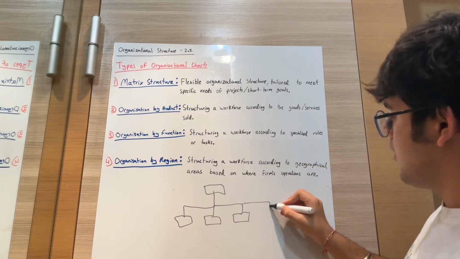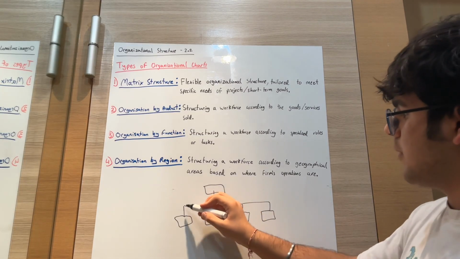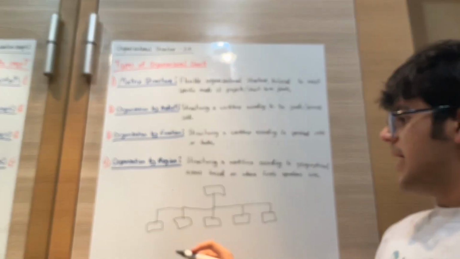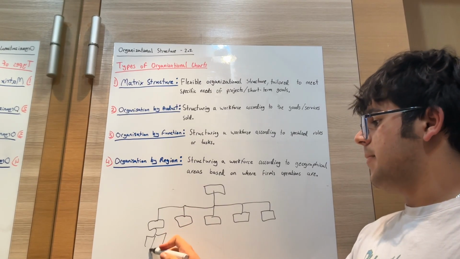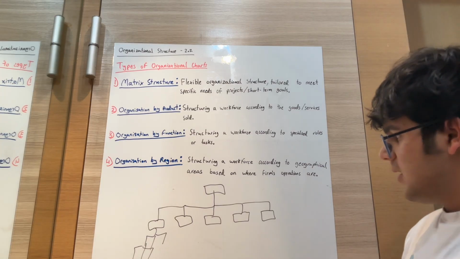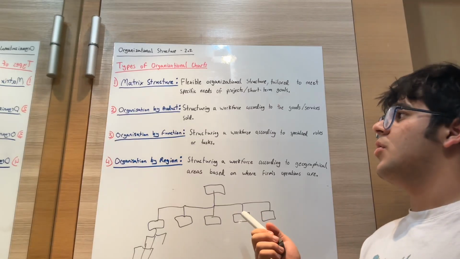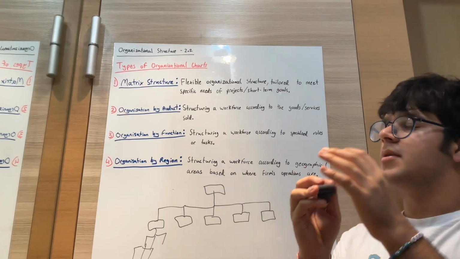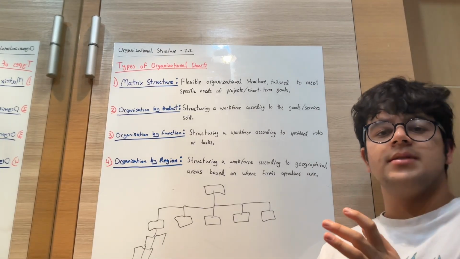And then someone runs AirPods, and someone runs Apple TV, okay? And then these guys have their own managers, tier 1, tier 2, all this stuff. So this is an example of an organization by product. It is structuring the workforce around the goods or services sold by your business.